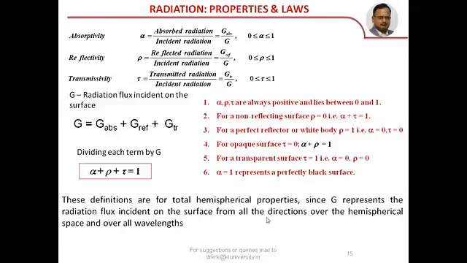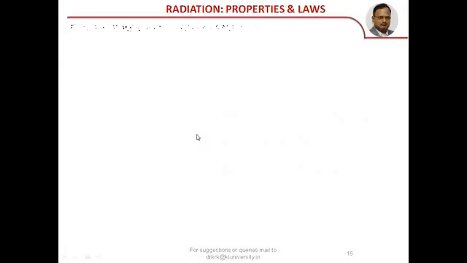And these definitions are for total hemispherical properties. Since G represents the radiation flux incident on the surface from all directions, we call it irradiation over the hemispherical space and over all wavelengths. If you take alpha, rho or tau considering only the absorbed radiation at a particular wavelength and the total incident radiation at that particular wavelength, we call this monochromatic absorptivity, alpha suffix lambda. Similarly, monochromatic reflectivity, for rays pertaining to that particular wavelength. Similarly, monochromatic transmittivity, tau lambda.